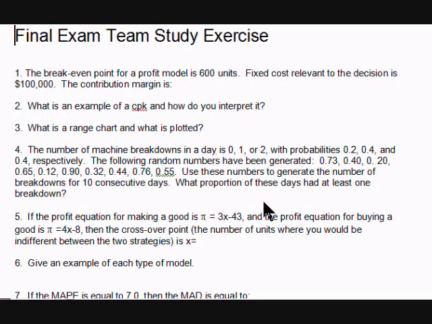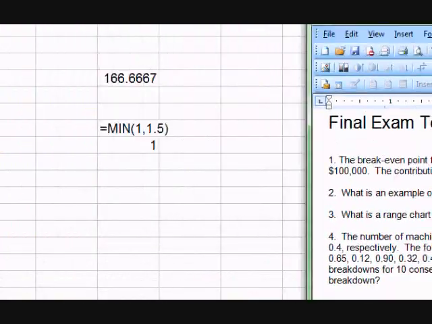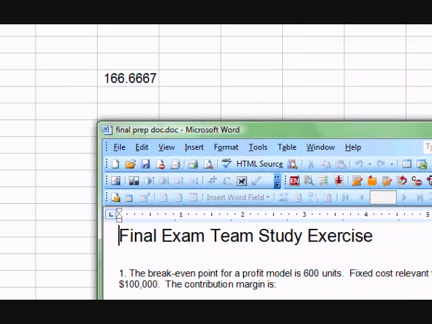All right, the next one, we have a machine breakdown in a day of 0, 1, or 2, and these are the probabilities. This 0.2 is the probability of having 0 breakdowns. 20% of the time it's not going to break down at all. 40% of the time it's going to break down once, and 40% of the time it's going to break down twice. So how are we going to solve that? Well, that's not that tough of one to solve either. We'll move this over here to the side so that I can see it, and we'll just do this in Excel real quick.